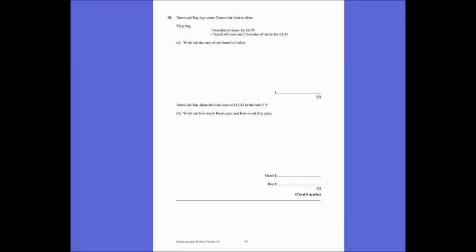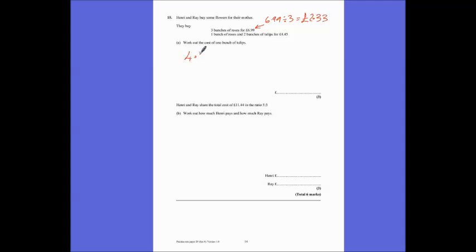Question 15. Henry and Ray buy some flowers for their mother. They buy 3 bunches of roses for £6.99 and 1 bunch of roses and 2 bunches of tulips for £4.45. Work out the cost of 1 bunch of tulips. Well, first of all, we can use this one just to work out the bunch of roses. So £6.99 divided by 3 is £2.33 per bunch. So each bunch of roses is £2.33.